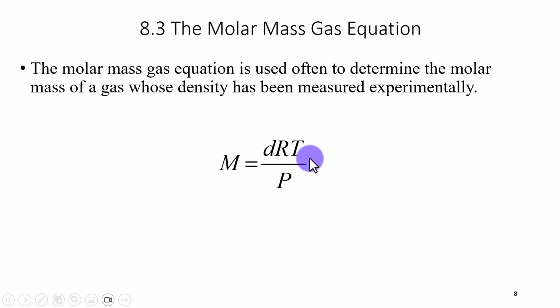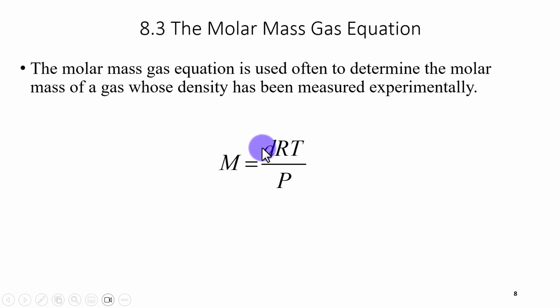Note that this part doesn't change, right? From the ideal gas equation, we have RT and we have a P. What are changing are the molar mass and the density. Now we can derive this, but once again, I don't think it's necessary for you to know it or remember it. So just use this form of the molar mass gas equation.